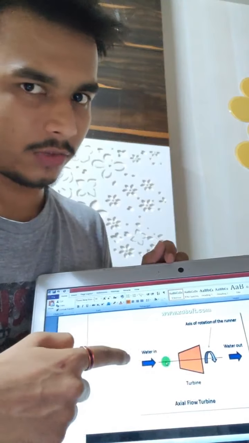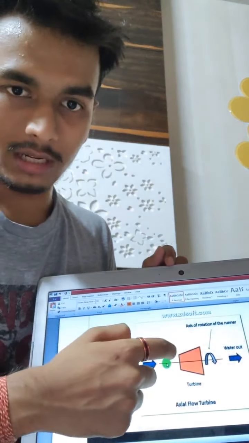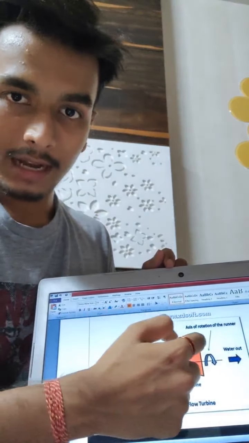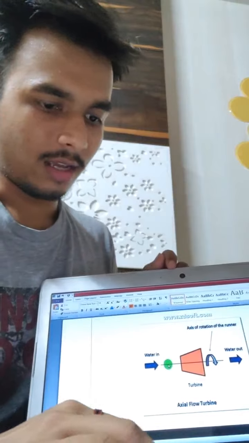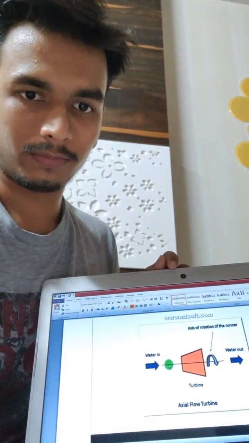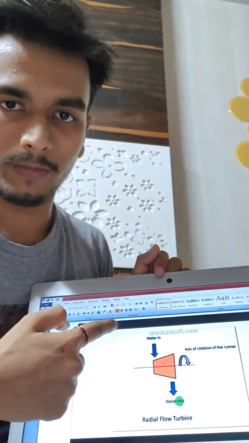So in this figure we can see that the steam direction flowing through the runner is parallel to the axis of rotation. So this is known as axial, and in this figure we can see that the direction is perpendicular. So this was it. The third classification is based on the exhaust condition of the steam. Again, it is divided into two types, condensing turbine and non-condensing turbine.